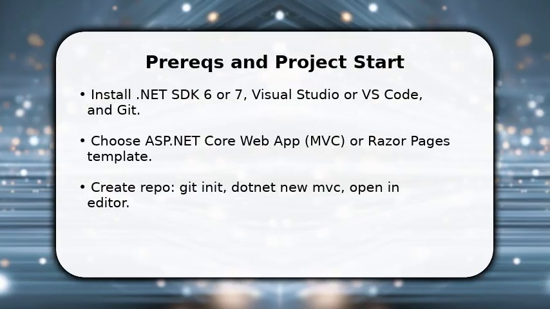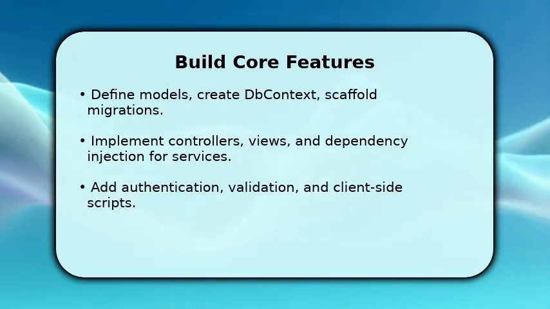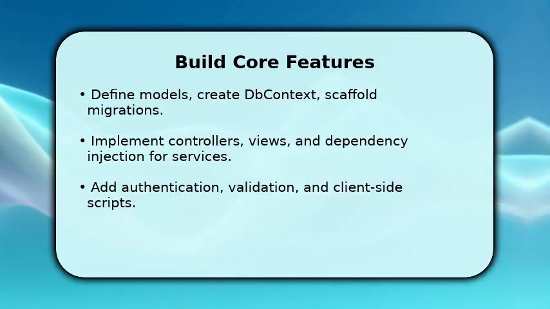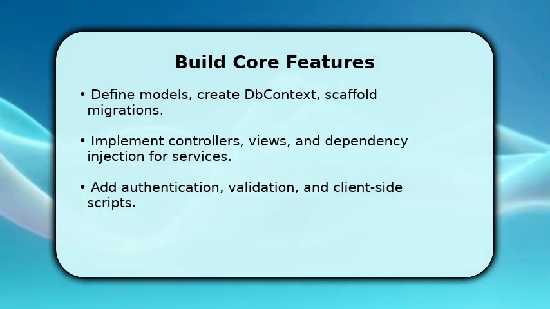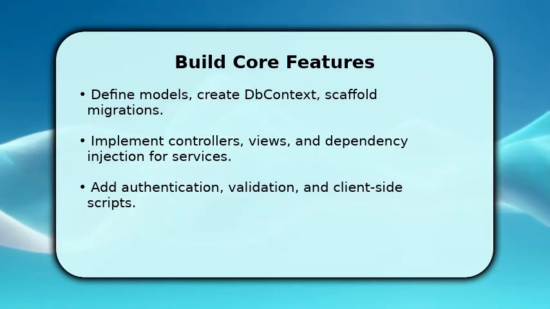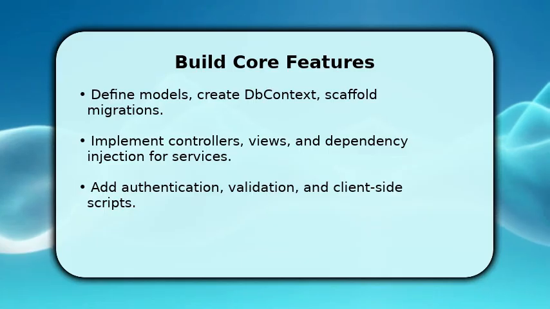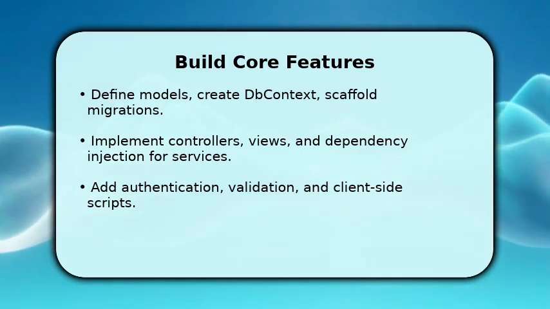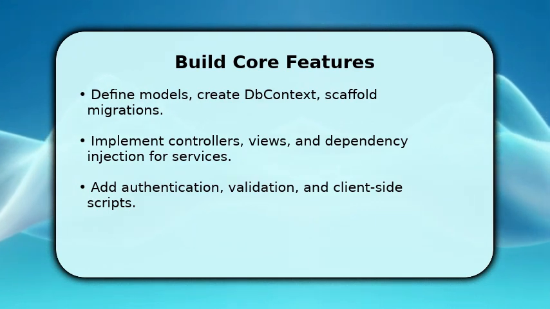You now implement the middle. Design models that map to the database, create a DB context, and add Entity Framework migrations. dotnet ef migrations add Init and dotnet ef database update. Once done, scaffold controllers and views for CRUD operations and register services with dependency injection in Program.cs. This keeps code testable. Add form validation, server and client, authentication, Identity or JWT, and bundle static assets. Make sure each change has a unit or integration test and commit.